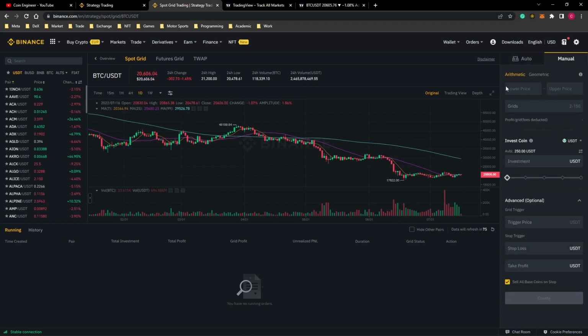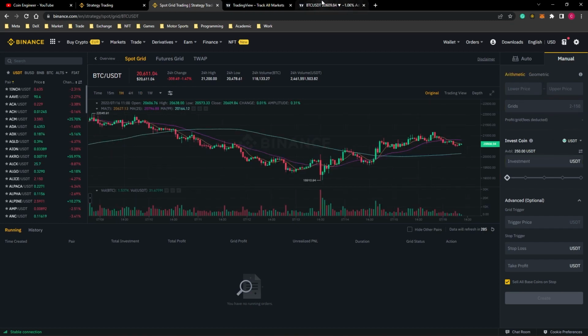Here we need to look at two things. One is the arithmetic or geometric option. The arithmetic grid divides the price range from lower to upper price into the number of grids by equal price differences like 1, 2, 3, and 4. On the other hand, the geometric grid divides the price range from the lower to upper price into the number of grids by an equal price ratio like 1, 2, 4, and 8. The second one is the number of our grids.